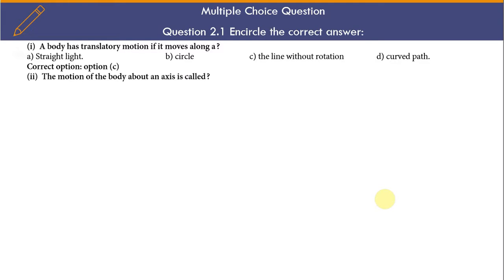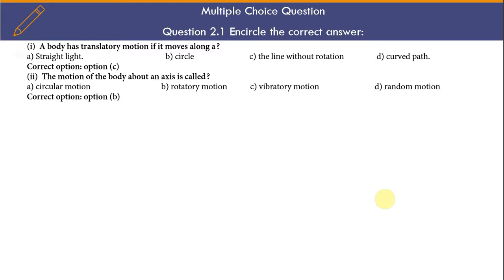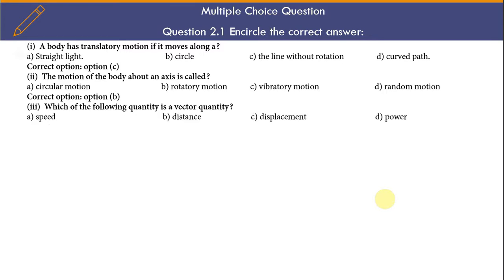Number 2. The motion of the body about an axis is called A. Circular motion, B. Rotatory motion, C. Vibratory motion, or D. Random motion. So the correct option is option B, that is rotatory motion. Number 3. Which of the following quantity is a vector quantity? A. Speed, B. Distance, C. Displacement, and D. Power. So the correct option is option C, that is displacement.